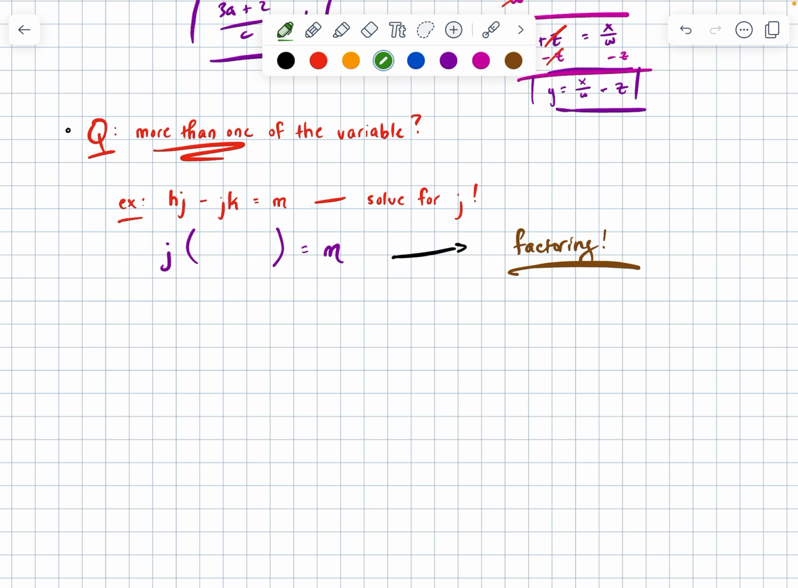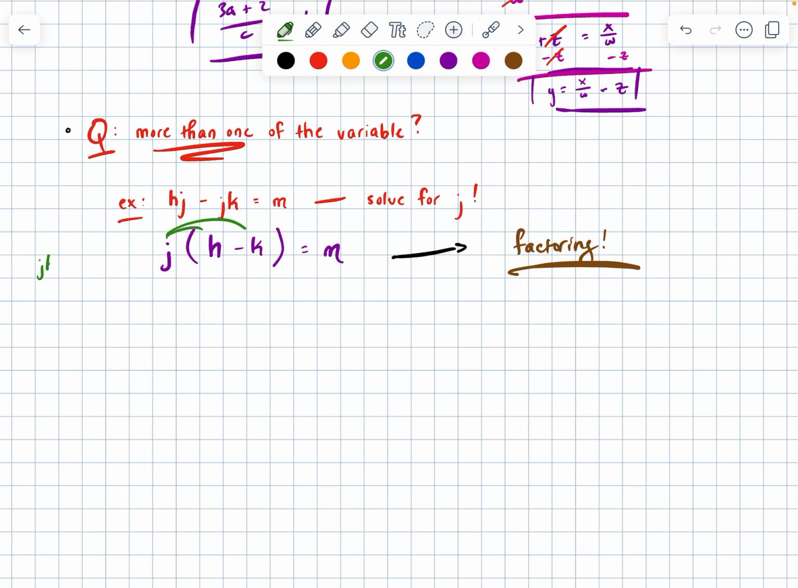Let's see. If I factor out a j from hj minus jk, what would need to be left inside of these parentheses here? Take 5 seconds, pause. What needs to be left over? Go. 4, 3, 2, 1. Well, to get back to hj, I would need to multiply j by h. To get back to negative jk, I would need to multiply by negative k.